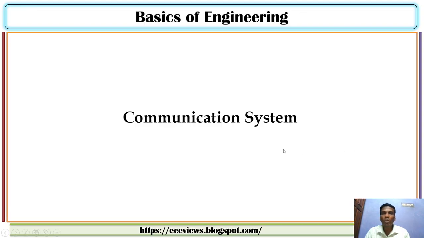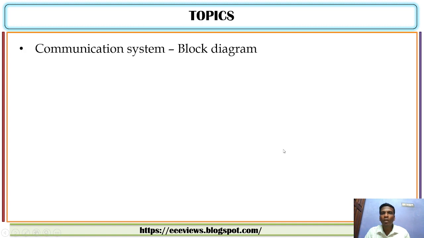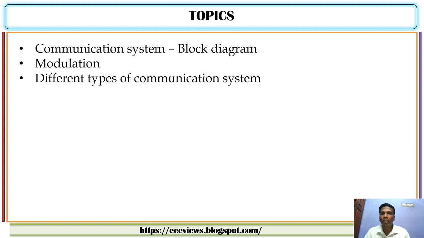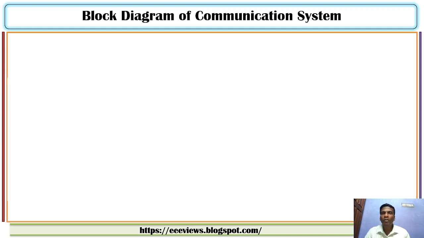The topics we are going to discuss in today's class are the communication system block diagram, modulation, what modulation is and how it happens, and then different types of communication systems. These are the things we are going to discuss in today's class. First we will see the block diagram of a communication system.